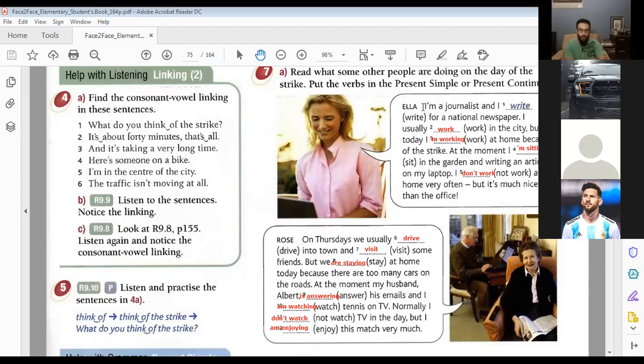Yes. Because normally, what did Rose say? She said usually on Thursdays, she usually goes to town, right? And she visits her friends. This is her routine on Thursdays. But today she's staying at home because of the strike, because there are too many cars on the streets. Okay. All right, so this is number 7. Now let's go to number 8. Let's check number 8.